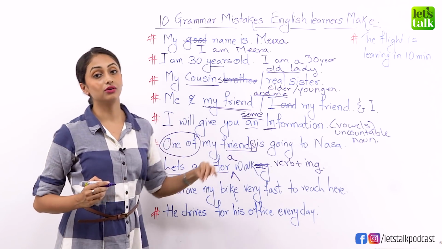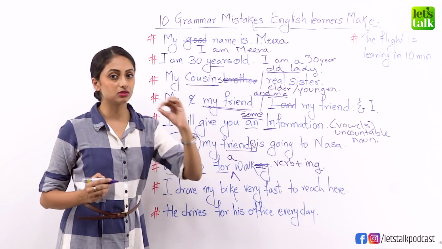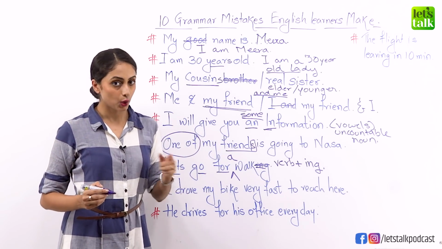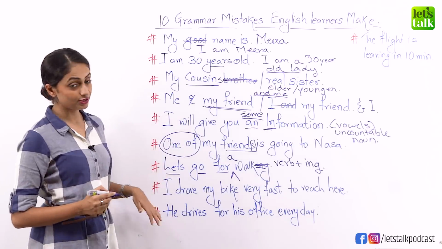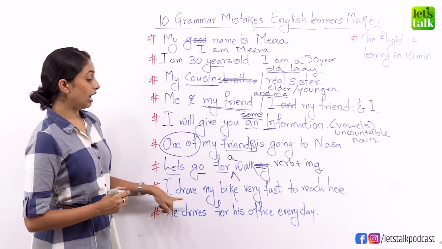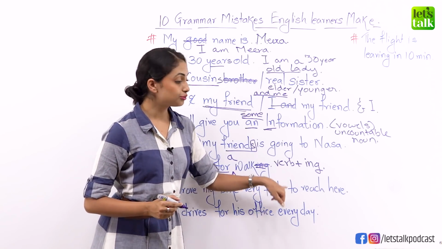Let's go for a ride. Let's go for riding is also incorrect. Will you remember this? Because this is easy. Great. Moving on to the next sentence. I drove my bike very fast to reach here.